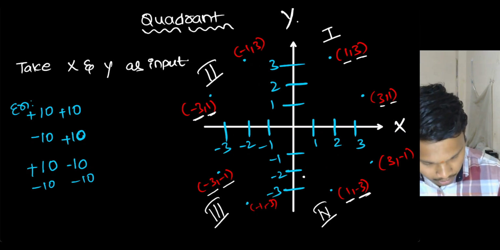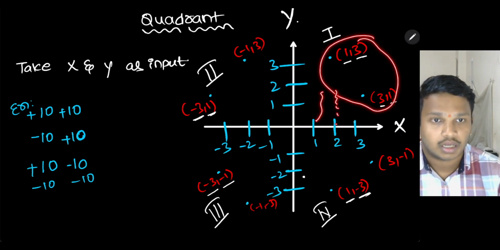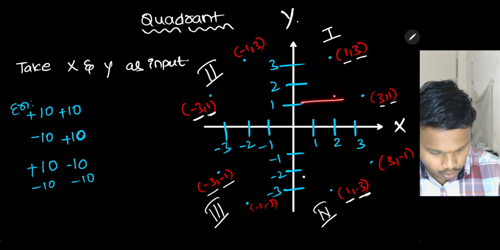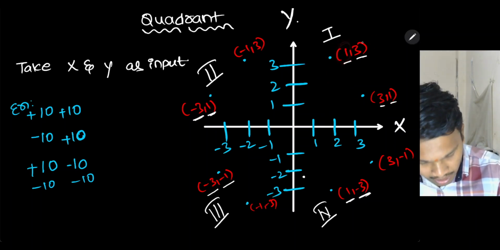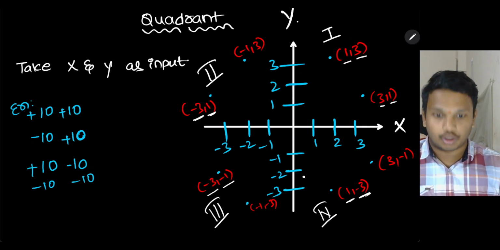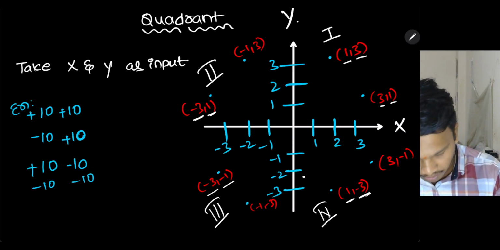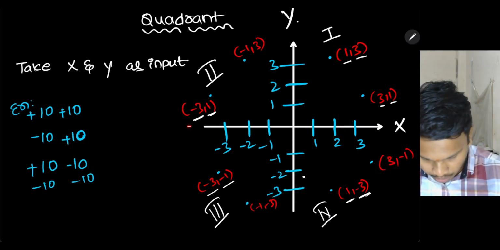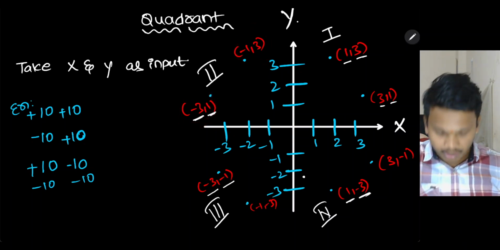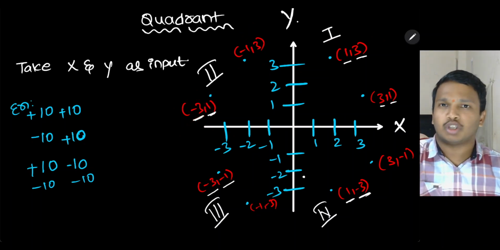Observe carefully. In this quadrant, all x values and y values, see here, x is 1, 2, 3, and the y values also are all positive. If the x value is positive and the y value is also positive, both values are positive, then it belongs to the first quadrant. Similarly, for the second quadrant, observe carefully these points. If the x value is negative and the y value is positive, then it belongs to the second quadrant.